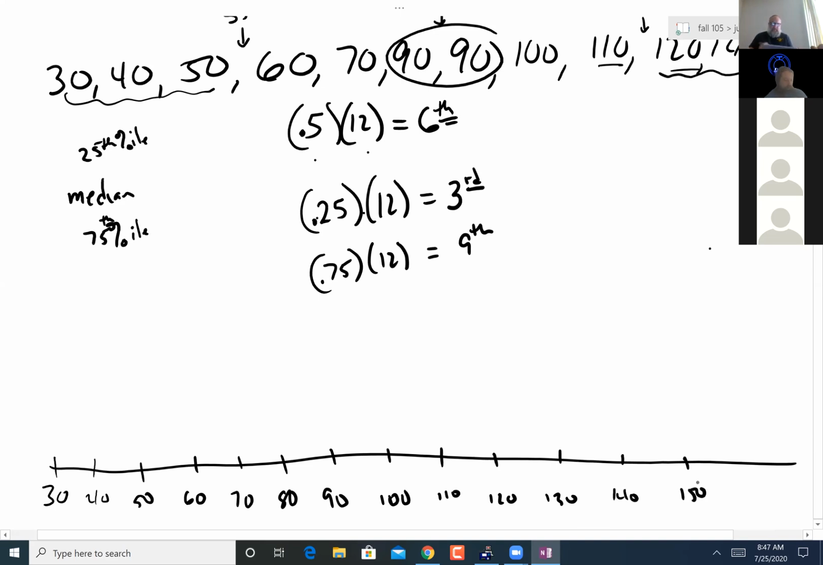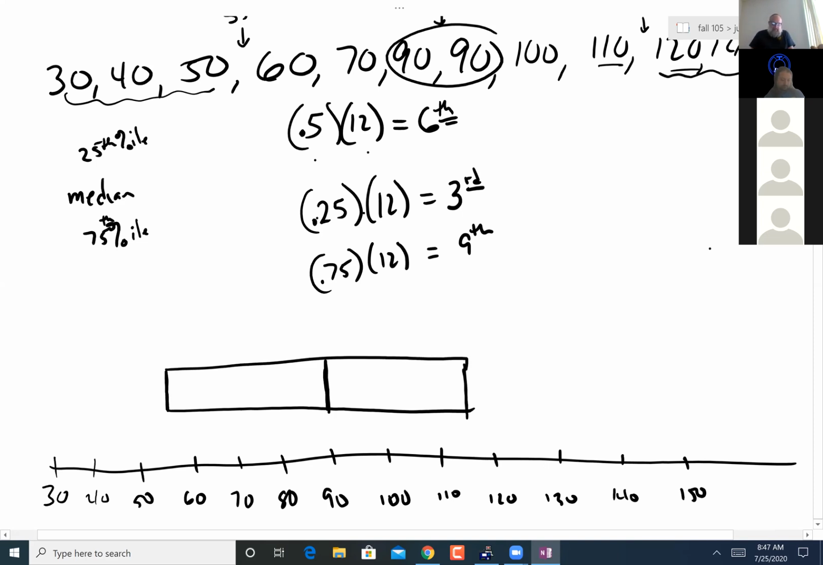Cool. So 90 is my median, so I'm going to draw a line right there. 55 is my 25th percentile. Cool. I'm going to draw a line right there. 115 is my 75th percentile. Cool. Watch me do this. Dude, check it. It's a box.